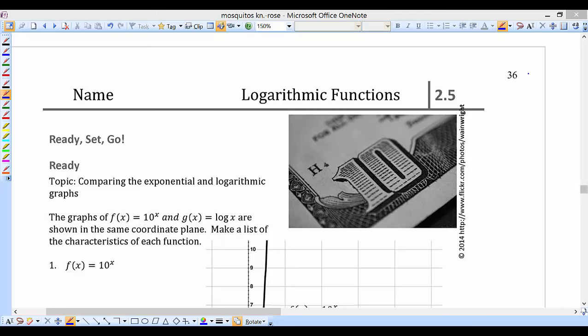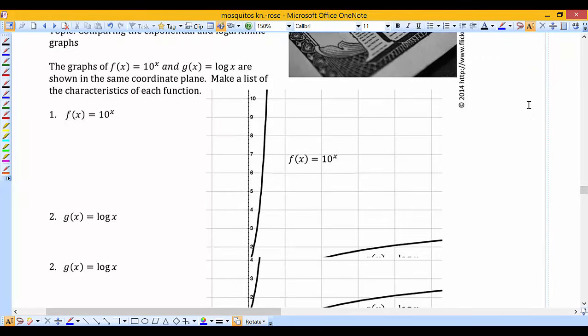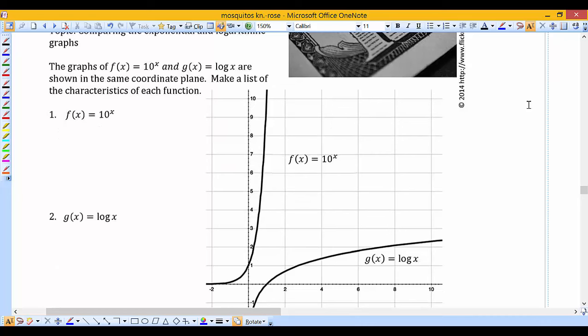So the ready is actually relatively simple, so I'm not going to do a whole lot with the ready. In the ready, you are given the exponential graph and a logarithmic graph. So here's my exponential, and here's my logarithmic graph. You just need to make a list of their characteristics.